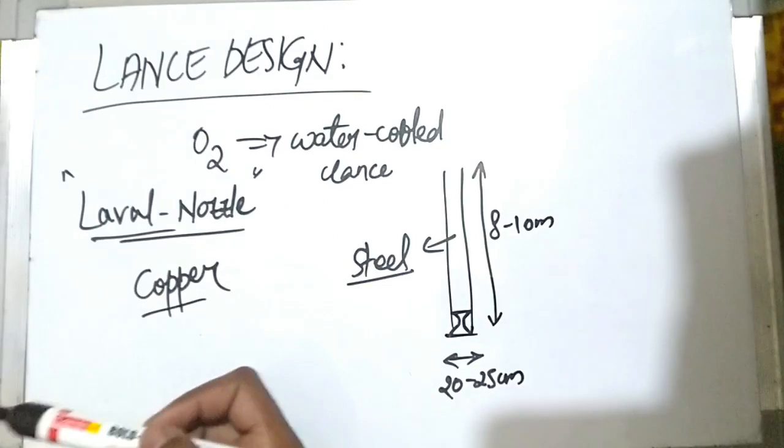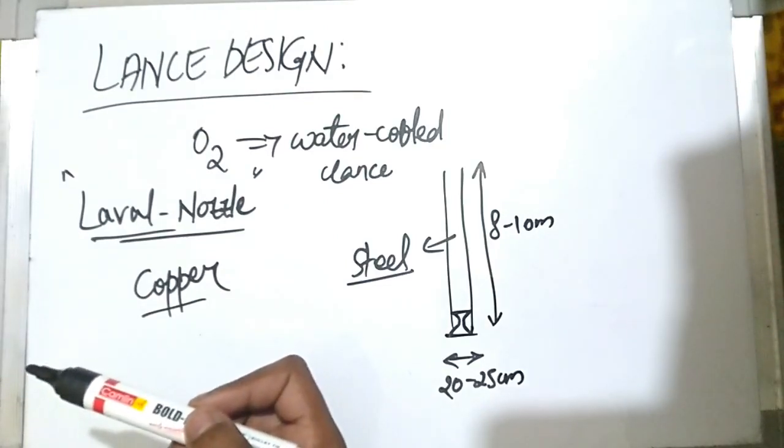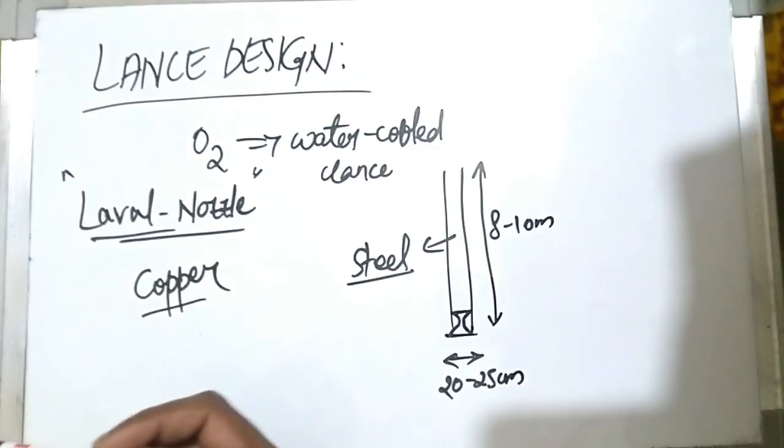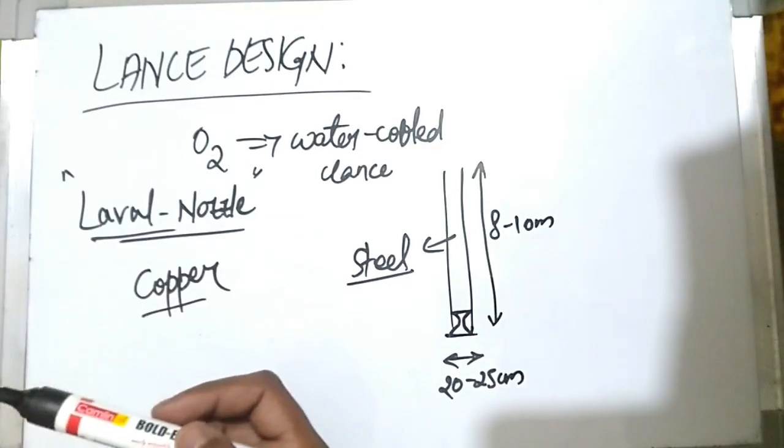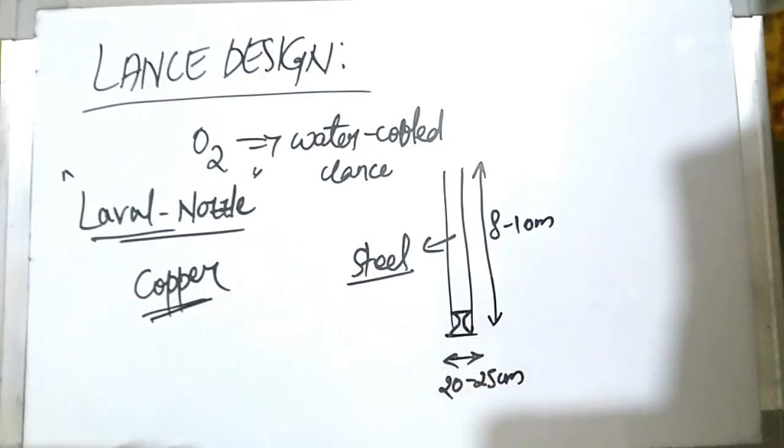That means copper and steel, both metals expand because of the temperature, and differential expansion means both will not expand equally. So if there is any difference in the expansion of the copper nozzle or the copper tip, the lance will also fail. Why? Because the slag present in the converter may come and jam this copper nozzle. So these are the different ways of lance failure.